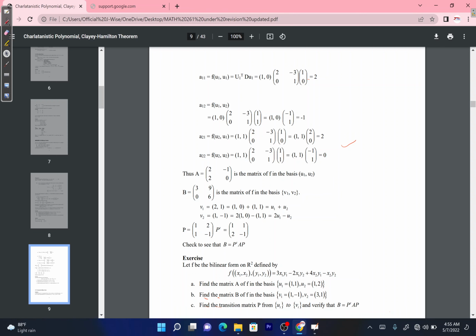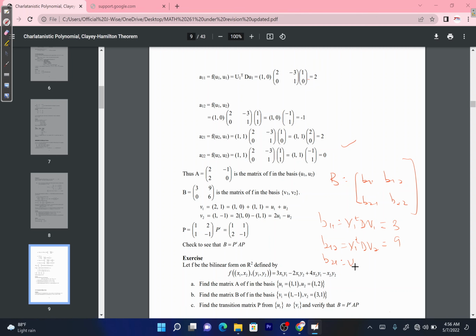So we have B to be B11, B12, B21, B22. B11 is given by, this time around the basis was V1 and V2, so we have V1 transpose DV1. B12 is V1 transpose DV2. When you solve this, you get 3. B12 is V1 transpose DV2, and when you solve it, you get 9.